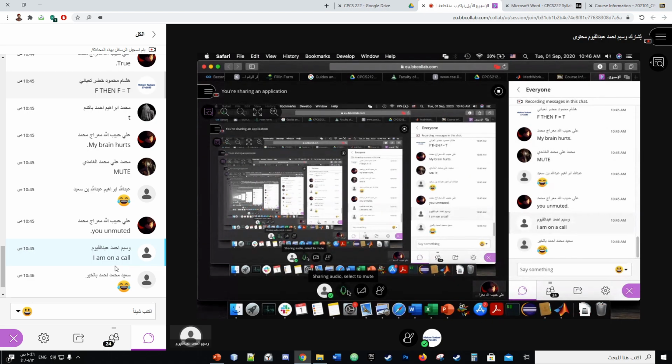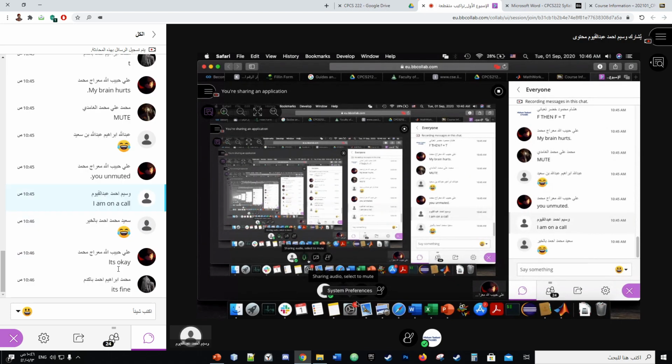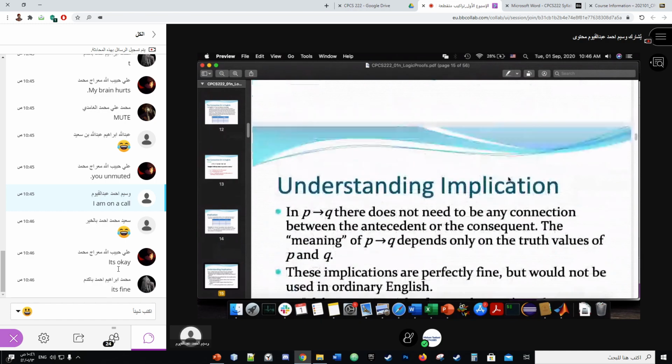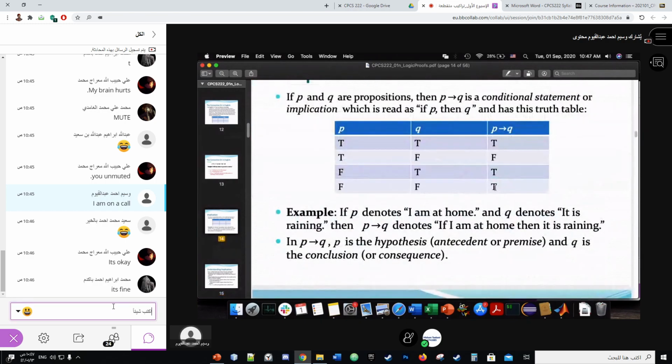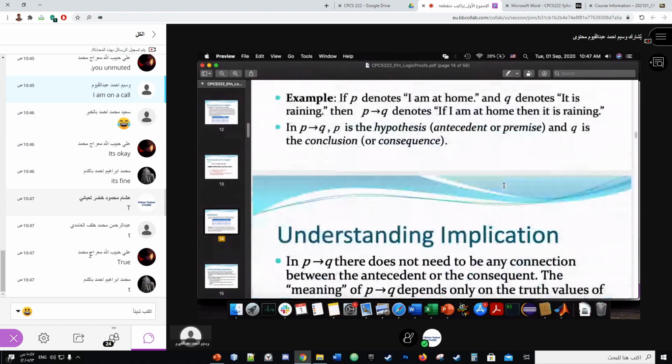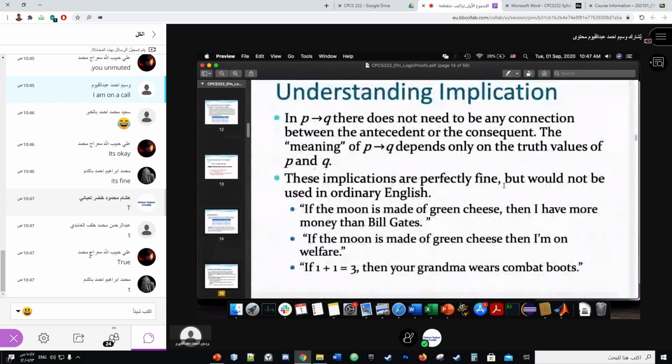So let's go back to our grandma example. 1 plus 1 equals 3, so that's false. And grandma wears combat boots, also false. So false and false is true. So the statement is true. Okay, is that clear?